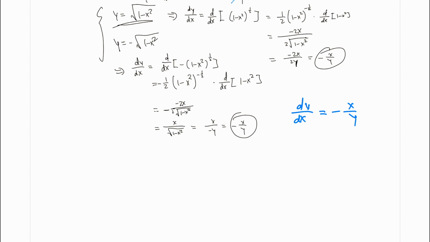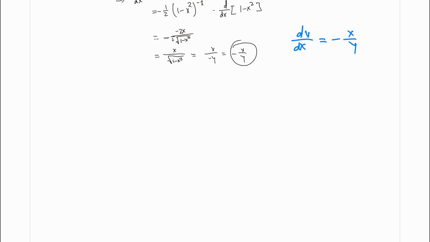But there is a much faster way of doing this. That involves using implicit differentiation. Implicit differentiation, if you recall our original equation, that's something like this, x squared plus y squared is equal to 1. And if we take the derivative on both sides, we just get this.